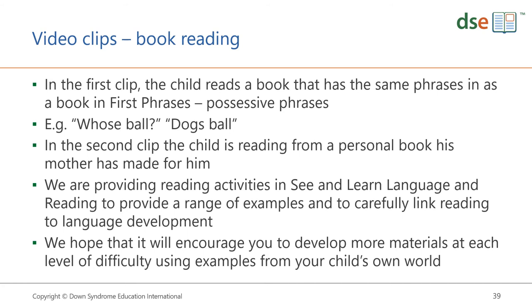So moving on, in the next clips, you're going to see book reading. In the first clip, the child is reading a book that has the same phrases as in one of the books in First Phrases 1. That is possessive phrases, whose ball, dog's ball, cat's ball, and so on. The book is a prototype for the materials that we developed. In the second clip, the child is reading from a personal book his mother has made for him.